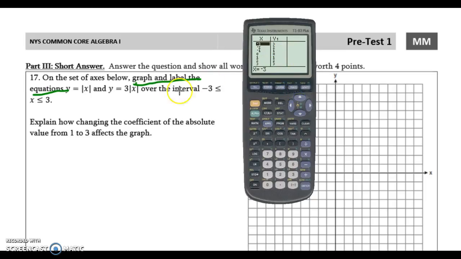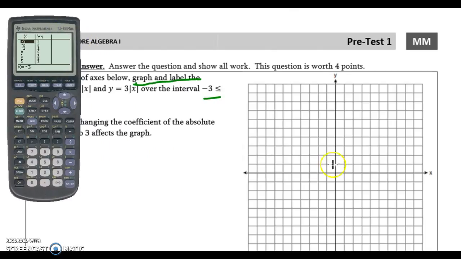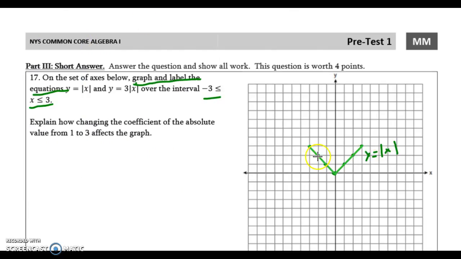etc. One of the things that I have to keep in mind is that it gives me an interval in this problem, and the interval is from negative 3 up until 3. So that means I'm only graphing the x values from negative 3 to 3. So if you look on the calculator screen here, all the x values are from negative 3 to 3, so I'm only graphing the ones that I see here. And then at the ends, I'm going to put a closed circle. So I'll slide the calculator over a little bit, and I'll show you what this graph looks like. So there you have it. Here's y equals absolute value of x.